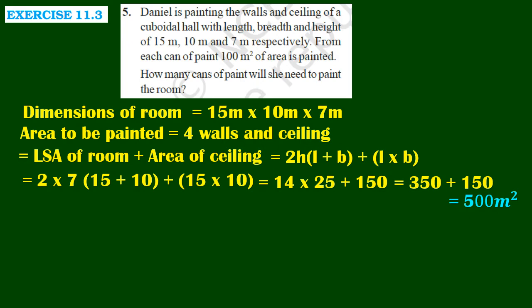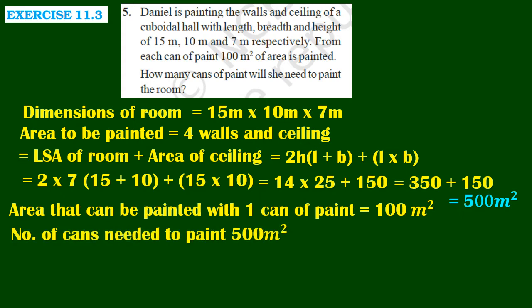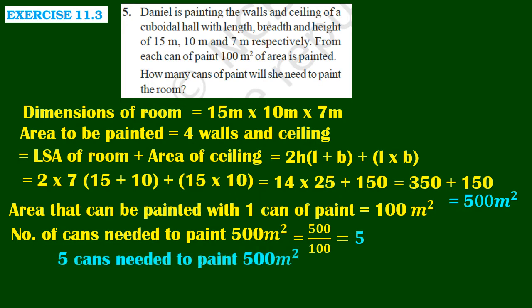But 1 can of paint can be used for 100 meters square of area. So we have to paint 500 meters square. So how many hundreds are there in 500? That is what we have to find. The area that can be painted with 1 can of paint is 100 meters square. Then the number of cans needed to paint 500 meters square will be what? Yes, 500 divided by 100 equal to 5 cans.